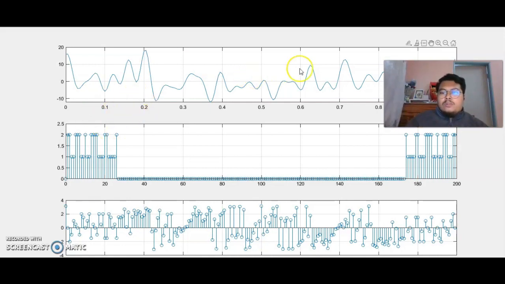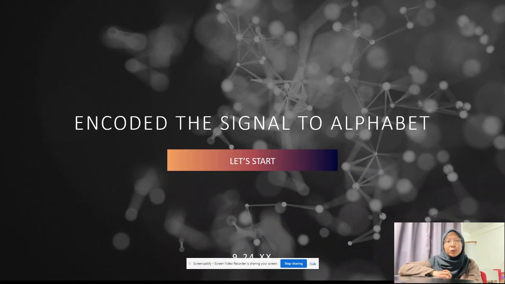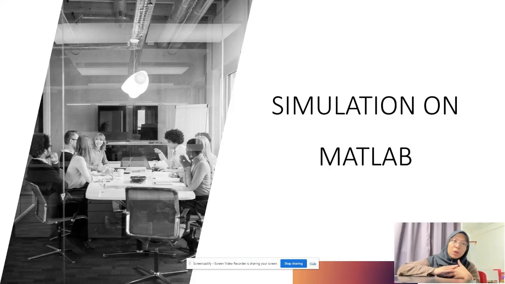I would like to continue the presentation with my part, which is to encode the signal to alphabet. So let's start. First, I will do the simulation on MATLAB. So we try it on the MATLAB.